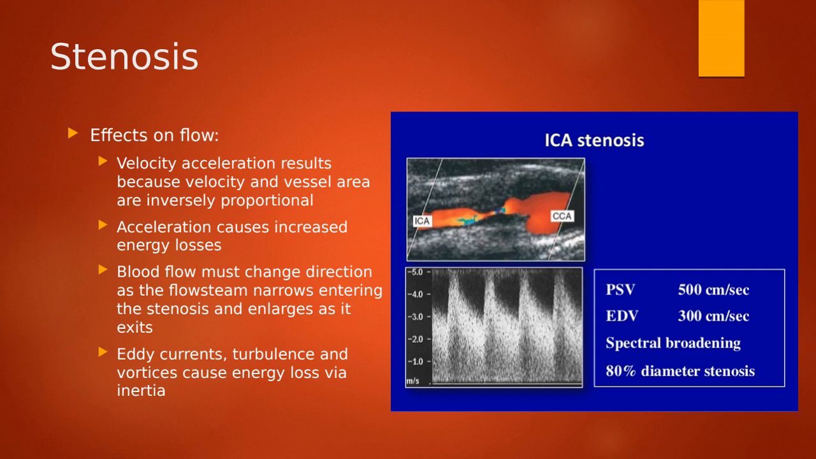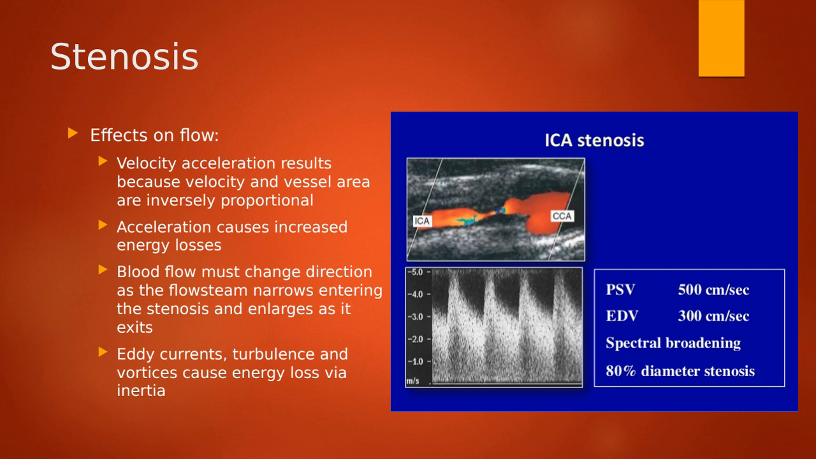Can't really listen inside the brain. So stenosis, again, is really the only thing that we're looking for when we're performing a carotid. We're looking to see if there's a narrowing. So we need to be able to identify what a stenosis looks like and how to evaluate it.